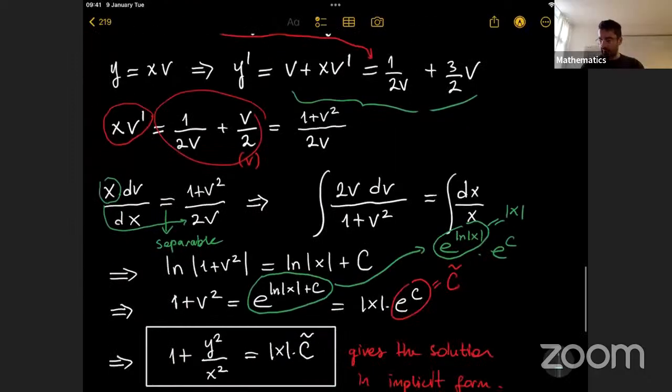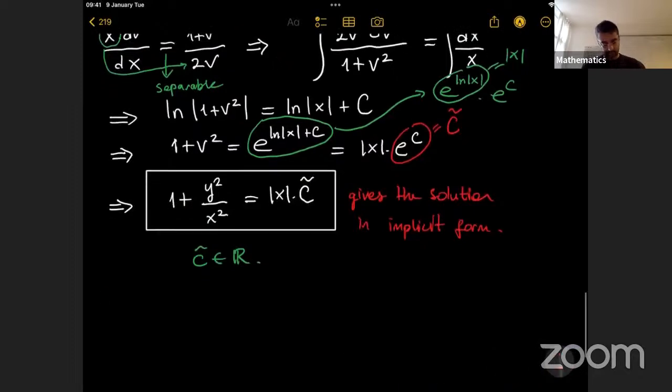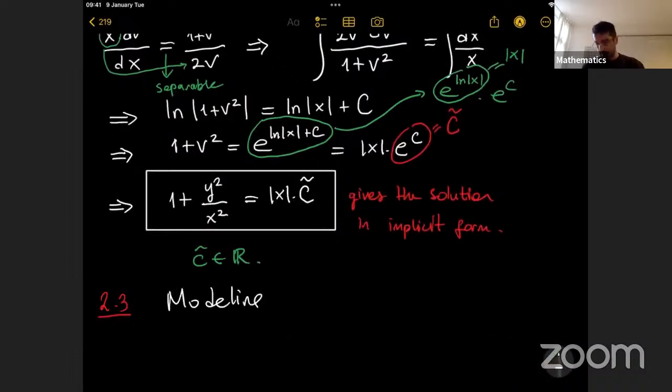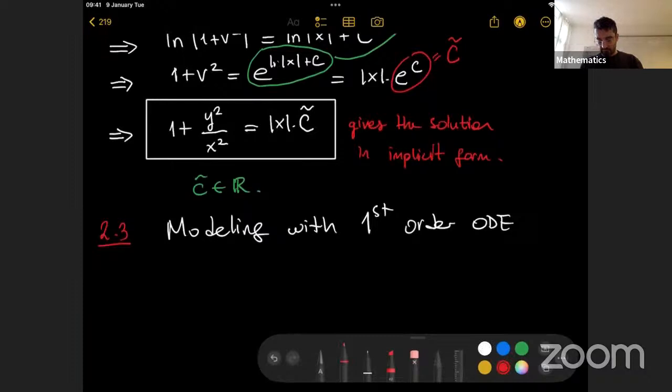All right. Let's move to a different topic. This is modeling, section 2.3 in the book: modeling with first order ODEs. Now we will consider some real life problems, and we will try to solve these real life problems using first order differential equations. There are many different types of real life problems you can try to solve. Here we will touch some of those, but you can find more in the book. There are many examples and suggested problems as well.